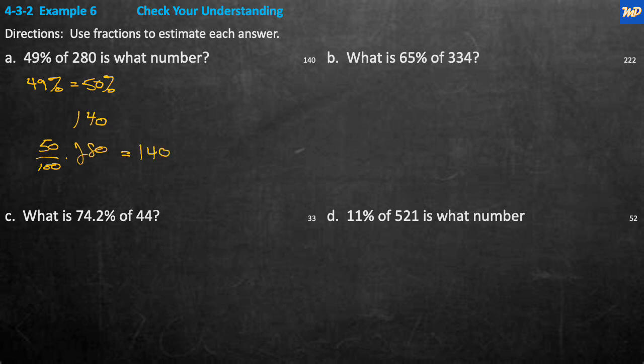Okay, how about B? What is 65% of 334? Well, 65% is very close to 66.6%, right?